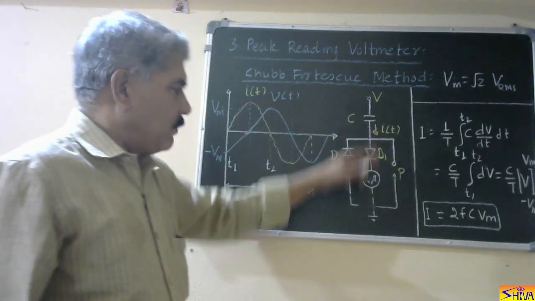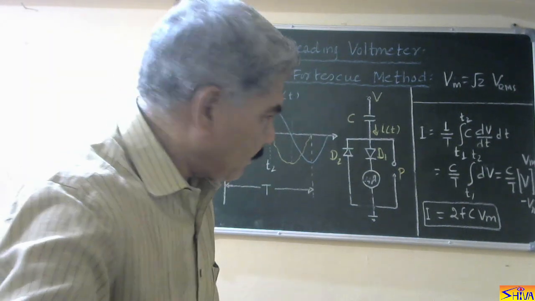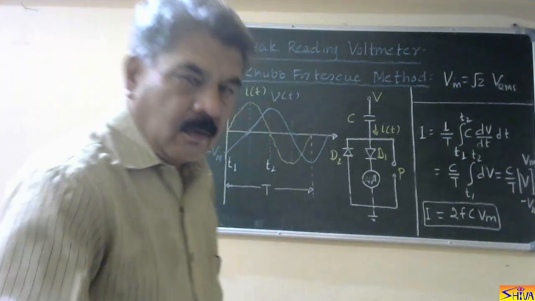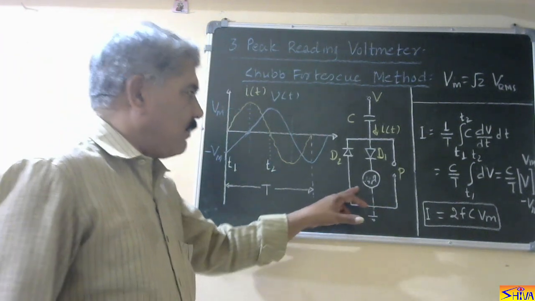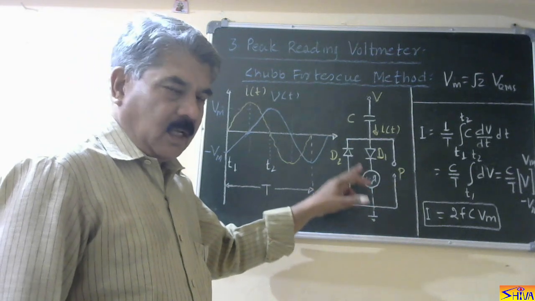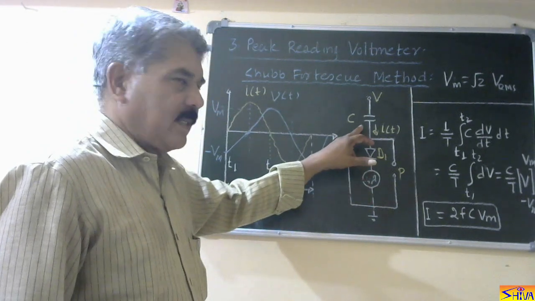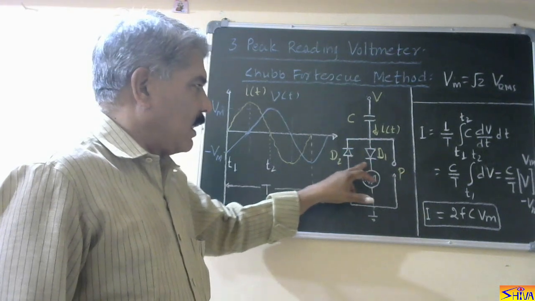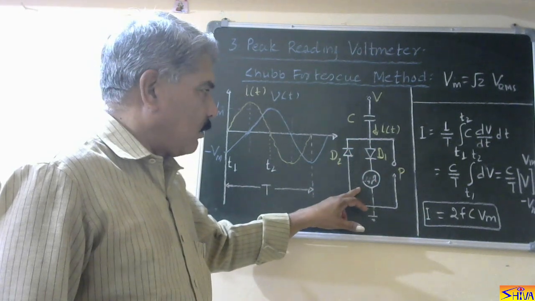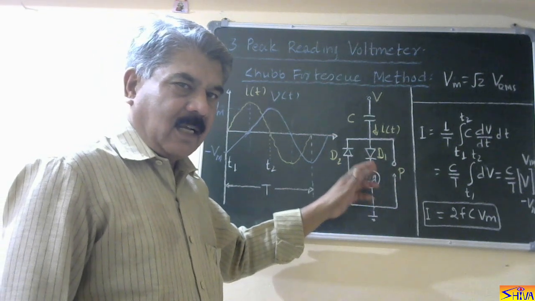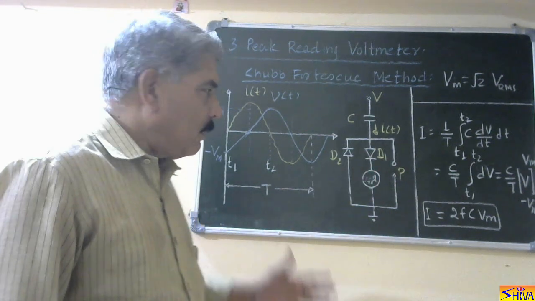We are using this type of arrangement, this type of circuit, for measurement of the average value of the current, the mean value of the current. We need a capacitor, two diodes connected in anti-parallel, one microammeter, and P is obviously the protective gap that I had already explained in previous methods.